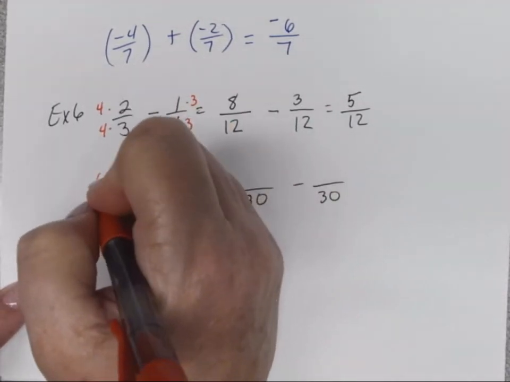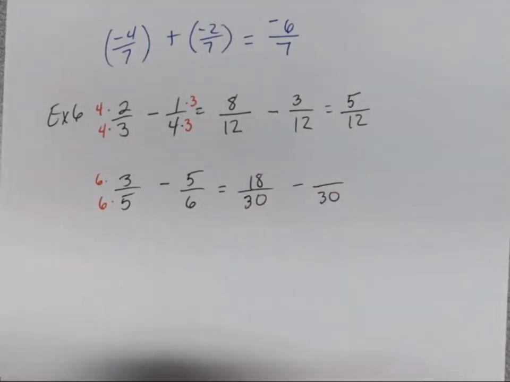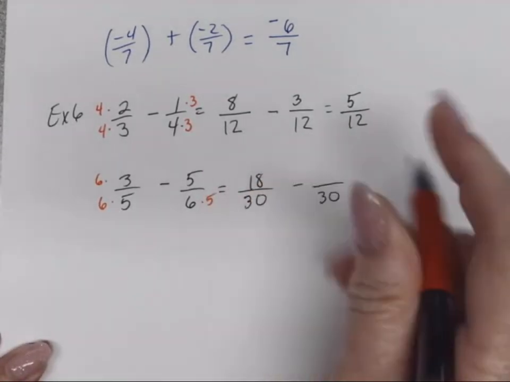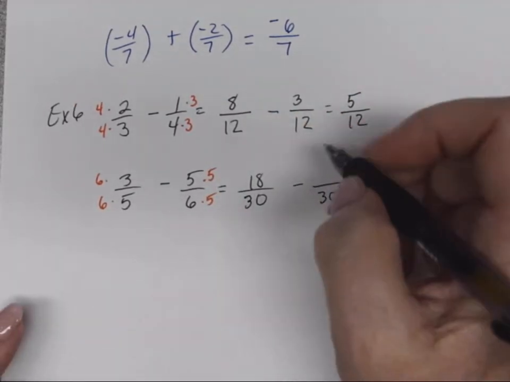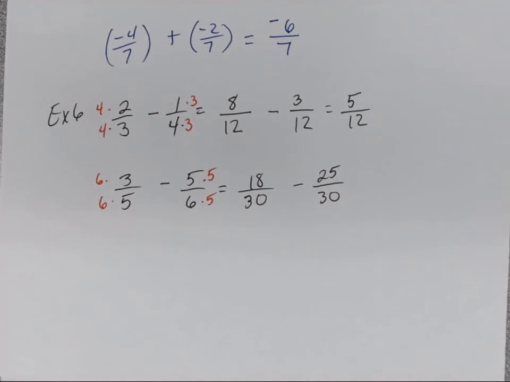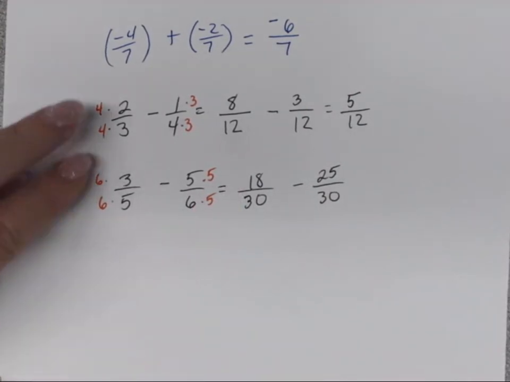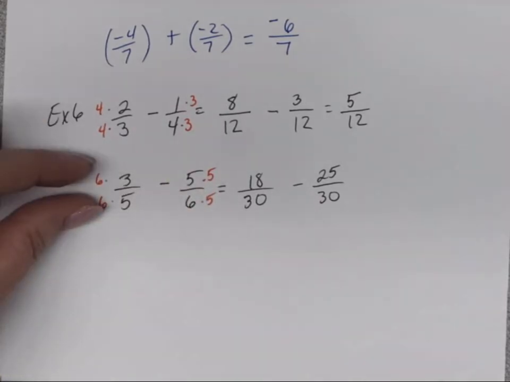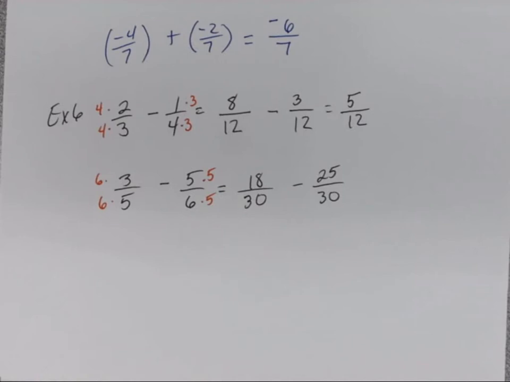So 3 times 6 will get me 18. 6 times 5 got me 30. So 5 times 5 will get me 25. Okay, so whatever you're doing to the bottom, you have to do to the top. And notice these numbers are not the same. They're the same for each fraction, but not the same for both fractions.